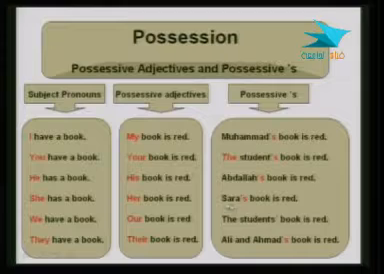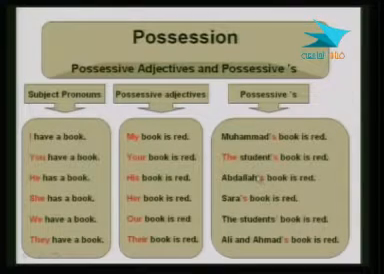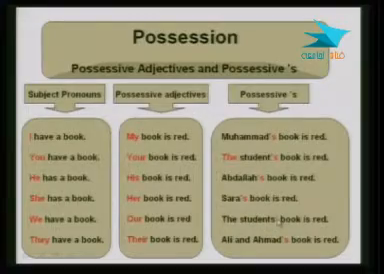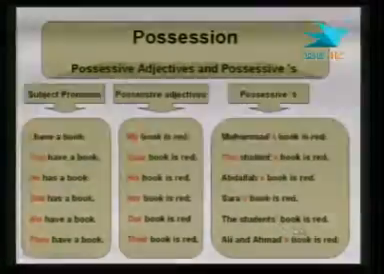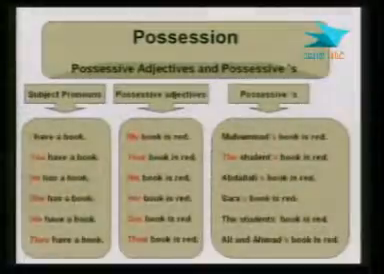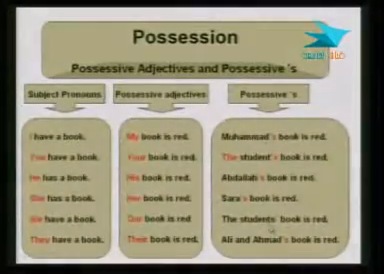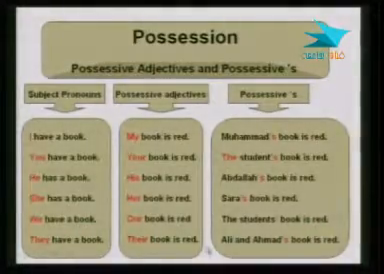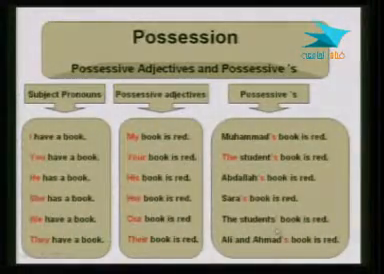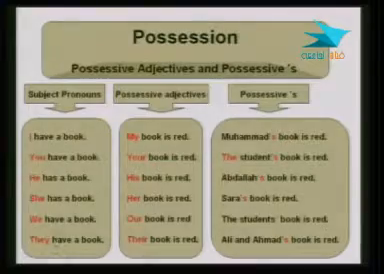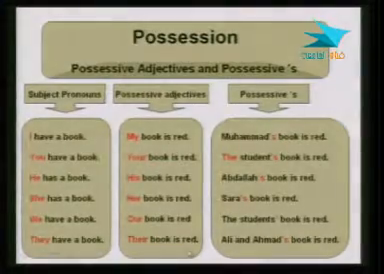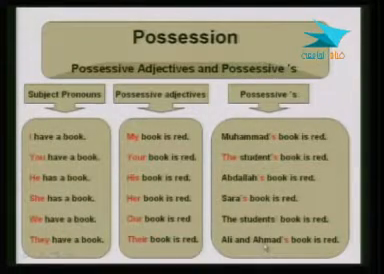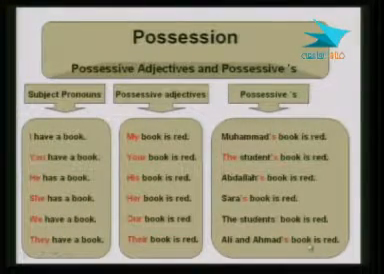This is different. When we have singular, we just add the apostrophe and S. When we have plurals, we add just the apostrophe and the thing that belongs to them, which is the book. So they have a book, their book is red, and the students' book is red. And the last one, they have a book, their book is red. Ali and Ahmed's book is red.